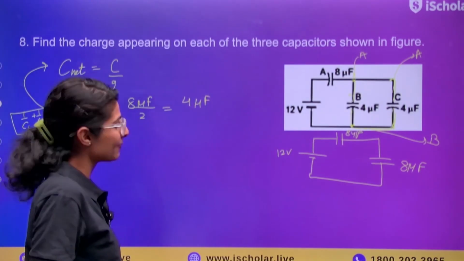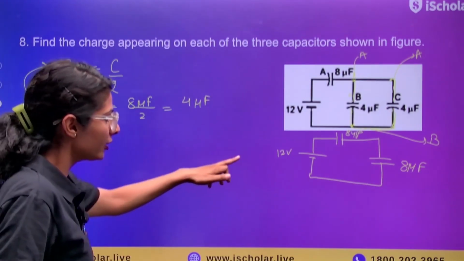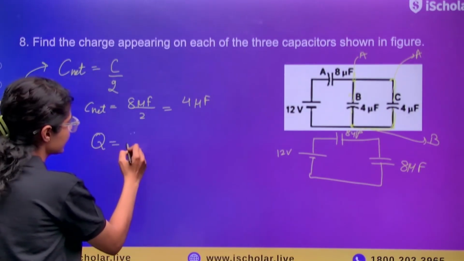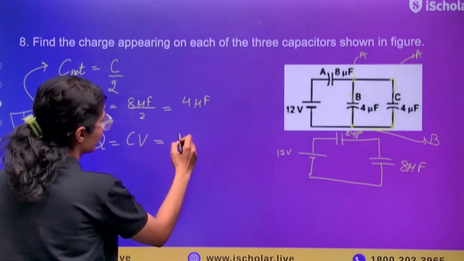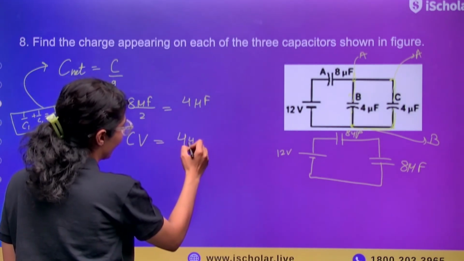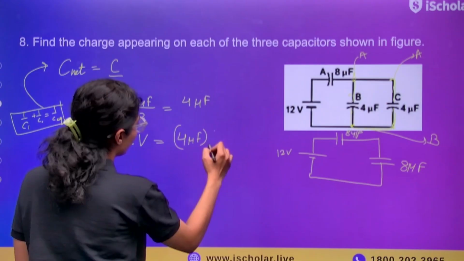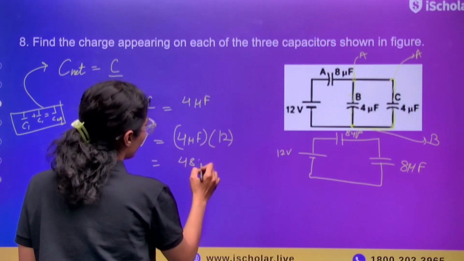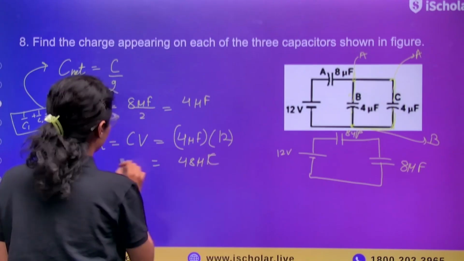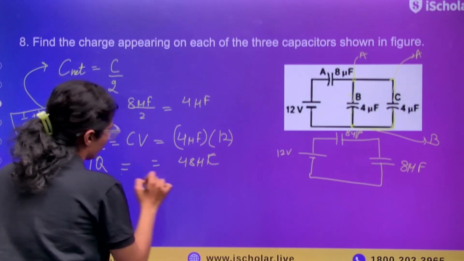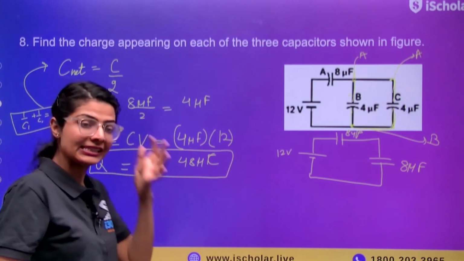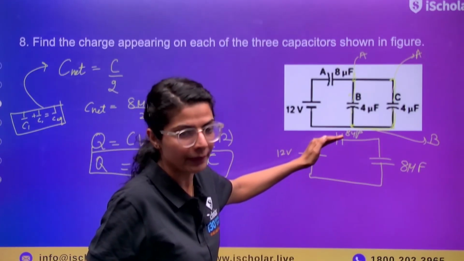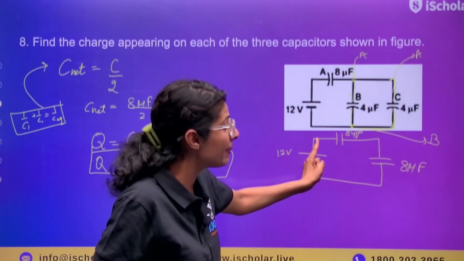Am I clear with this? Total capacitance we got, potential we know, so I'm writing the total charge would be C into V. The total capacitor is 4 microfarad into the potential is 12, which will be given as 48 microcoulomb. So what does it say? Try to understand. 48 microcoulomb is coming from here. It is coming from the battery.